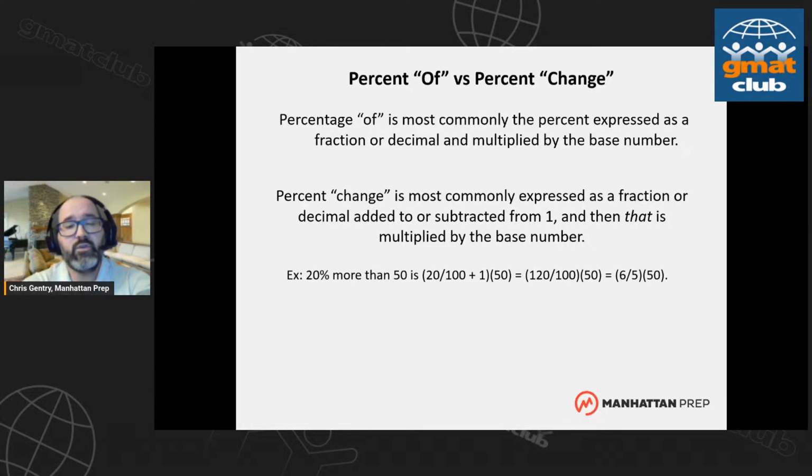Example here, 20% more than 50. You take your percentage piece, 20/100. You take your one base number. You collate those together.